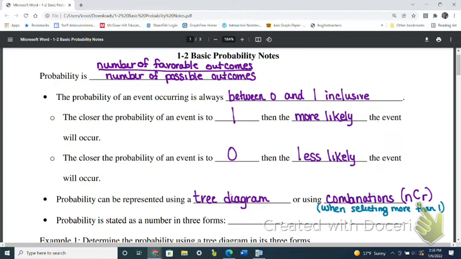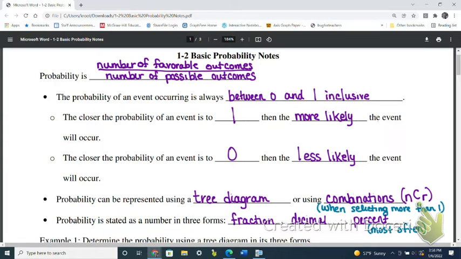Probability is stated as a number in 3 forms. We're going to have a fraction. We can then write that fraction as a decimal. And finally, we can write it as a percent. And this is how we are going to write it each time. Percent is the one that occurs the most often, and actually what we'll be using for the remainder of this assignment. We'll be doing everything as percents.